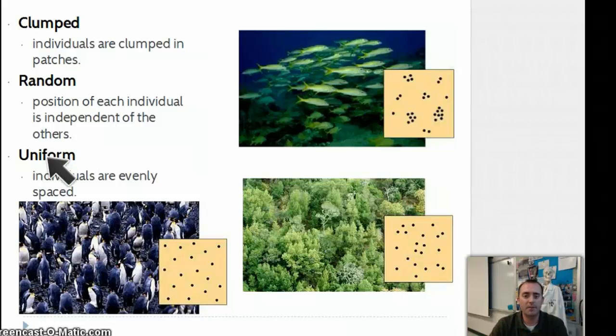And then lastly, we have uniform. These penguins show a uniform dispersion. They're all evenly spaced from one another. Here's a little diagram to show each little dot is evenly spaced from the other. A lot of territorial animals like penguins and lions show this kind of dispersion because they want to claim their own territory. Even though the penguins have their own little nest, they don't want any other penguins coming into that nest because they claim it as theirs. So that would be a uniform dispersion pattern.